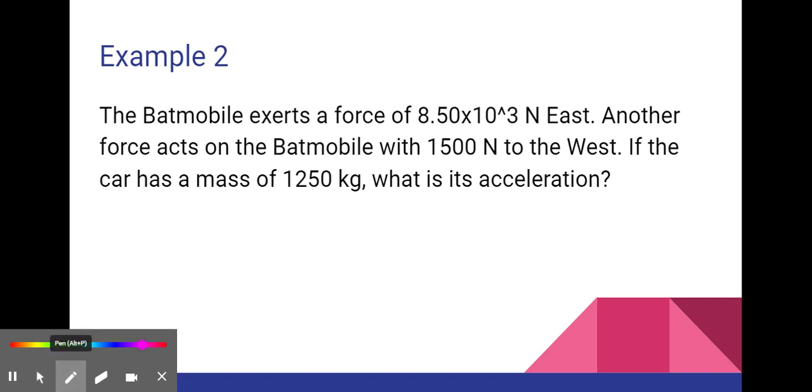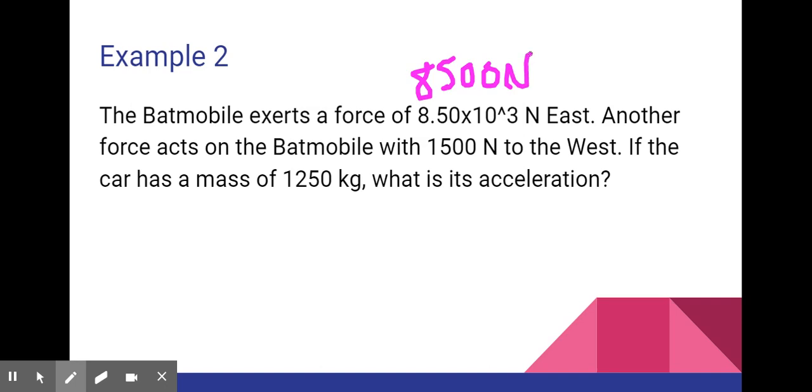Okay, now I'm going to try this one out with you. So 8.5 times 10 to the third. We move our decimal over 3 times, or we multiply by 1000. That should be 8,500 newtons to the east. So we've got a force of 8,500 newtons going east. We have another smaller force of 1,500 newtons west.